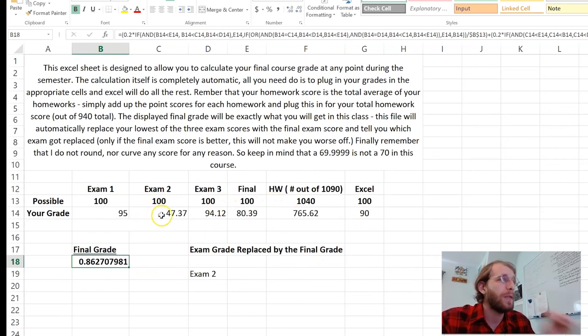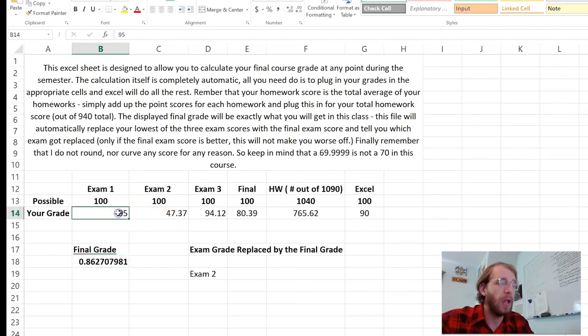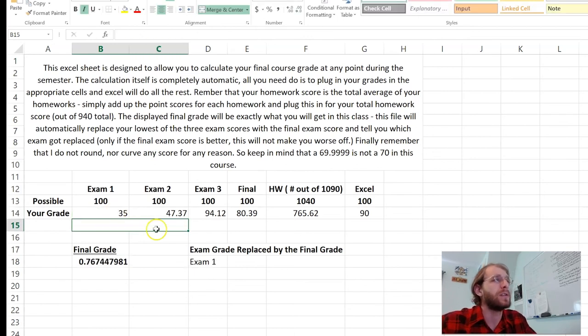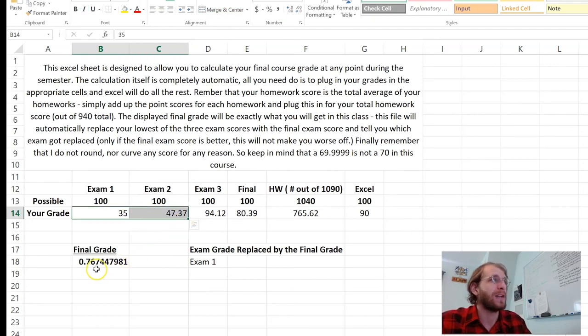You can play around with this at any point. So you can, you know, see what it looks like if you got, say, a lower score. Like, say we got a 35 on the first exam. Now it'll say, okay, the first exam was lower than the second and the third. So we replaced the first exam. Obviously, that's bringing our score down because then this 47 does not get replaced. But notice that that's two really bad exams, and you're still passing the class because the final is replacing it, and you're only left with one really bad exam.